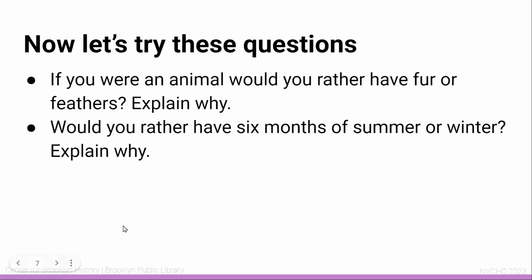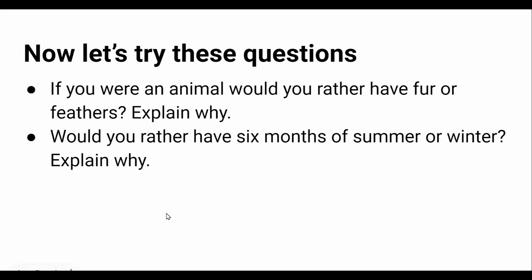Oh, I love it: fur, because fur will keep me warm. I'd rather have 6 months of winter, because I think most of my ancestors came from a cold place. I'd rather have feathers. When I did this workshop at another place, I was with a student, and the student said, I actually would rather have fur and feathers.